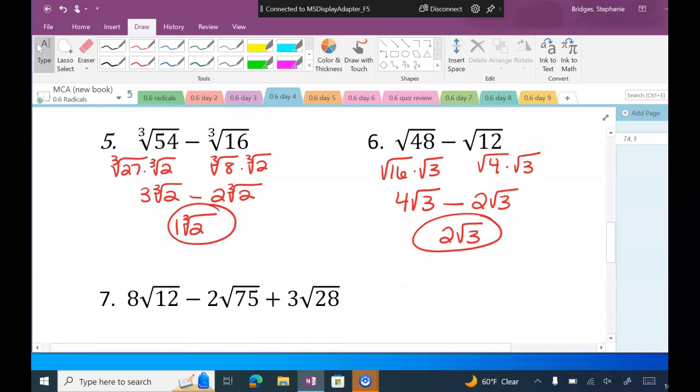Toss up. Same thing, just a little bit longer. It's got 3 terms instead of 2. Simplify each term first as much as you can, and then we'll talk about putting them together.